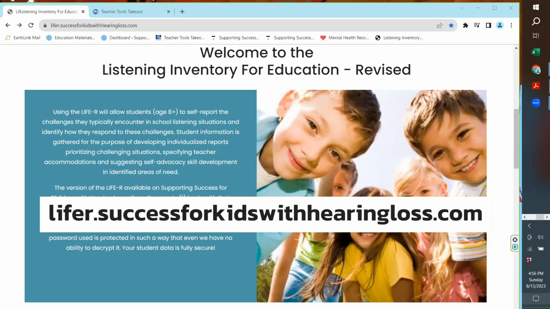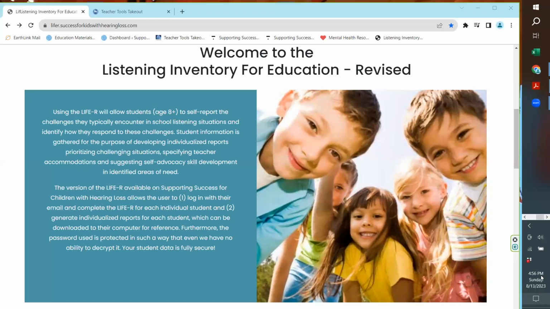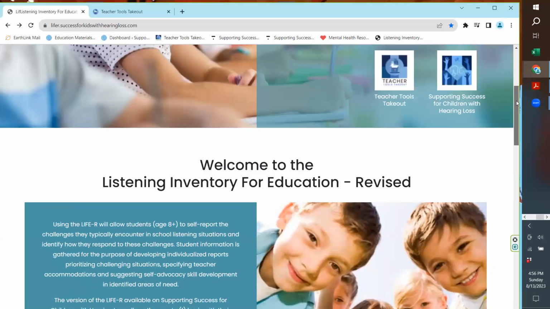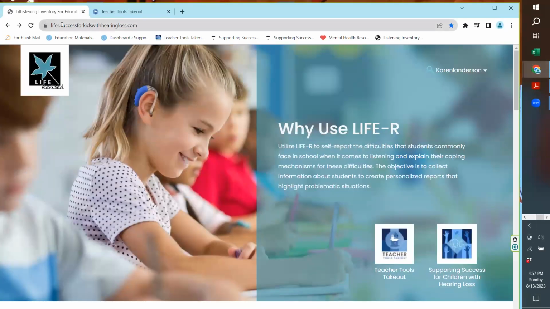If you're new to the LifeR, I'd like to give you a little tour. If you're a longtime user, I want to point out the differences in how to get up and running quickly with the new LifeR site. So let's get going. So once you go to lifr.successforkidswithhearingloss.com, this is what pops up.